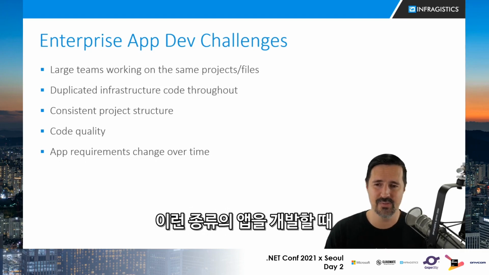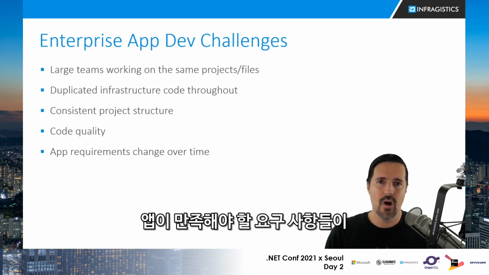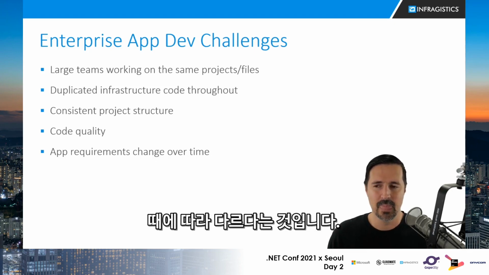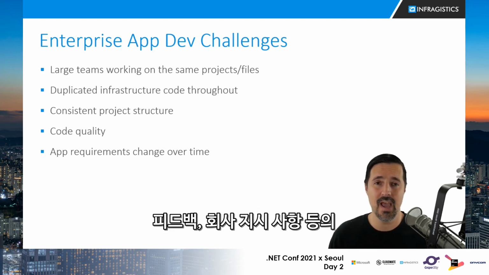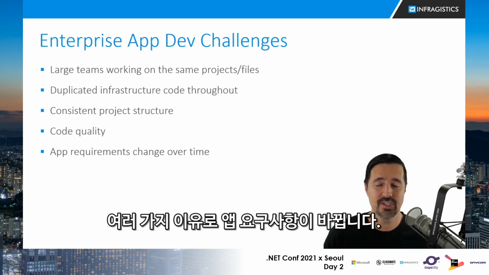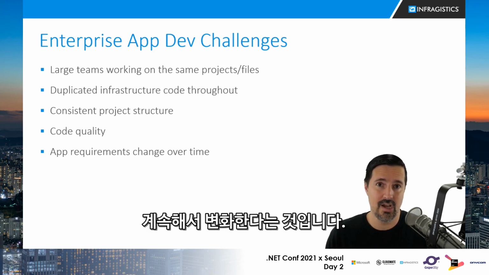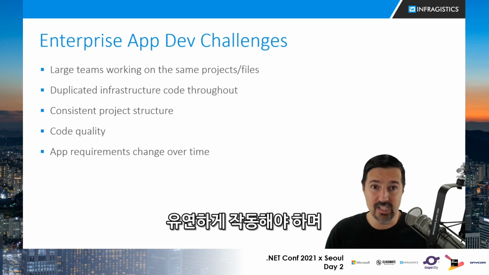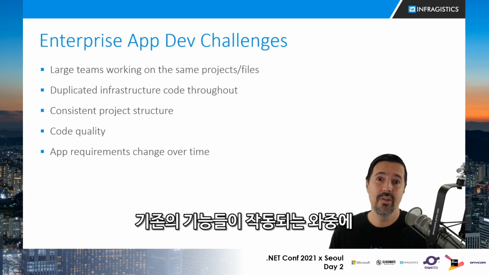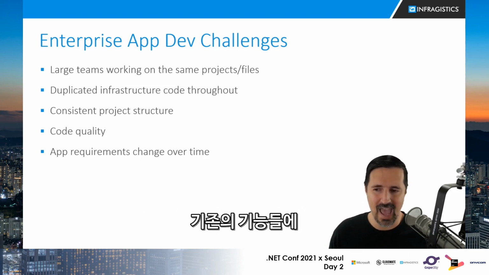Another important aspect of writing these types of applications is your app requirements will change over time for a number of reasons. It could be customer demand and feedback. It could be the direction of the company has changed. But if one thing is true, change is constant. It's always happening. And your application has to be flexible enough and has to have the ability to be extended without breaking any of the existing functionality that your applications have.